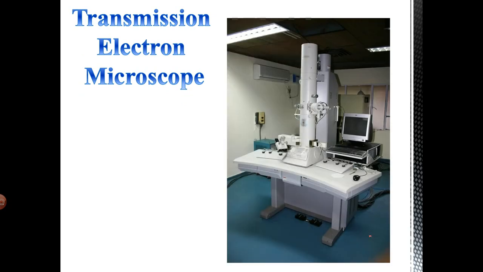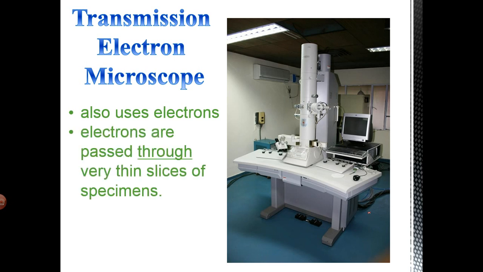Another type of electron microscope is a transmission electron microscope. This gives you an idea of the size of a normal electron microscope. They're really big. It's not something that you can carry around from room to room. This microscope also uses electrons, but instead of the electrons bouncing off the surface of the object, they actually pass through really thin slices of the specimen. And it allows you to view the inside parts of the organism.